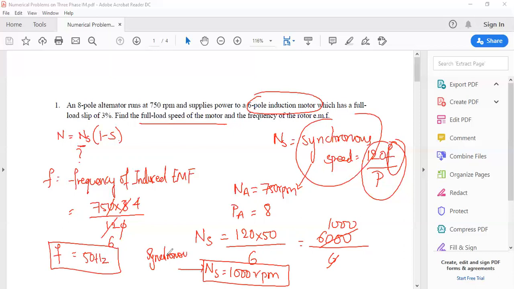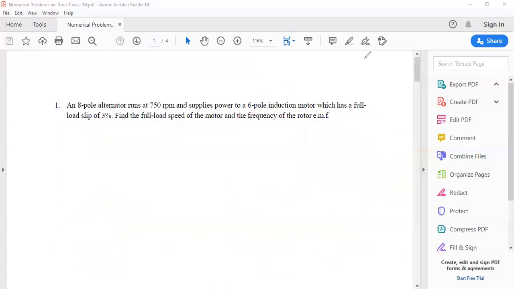Synchronous speed, which is 1000 RPM. So next, I need to calculate the frequency of the rotor EMF. The frequency of the rotor EMF, FR, is given as S into F. I know S, which is 0.03, and F, which is 50 Hertz.